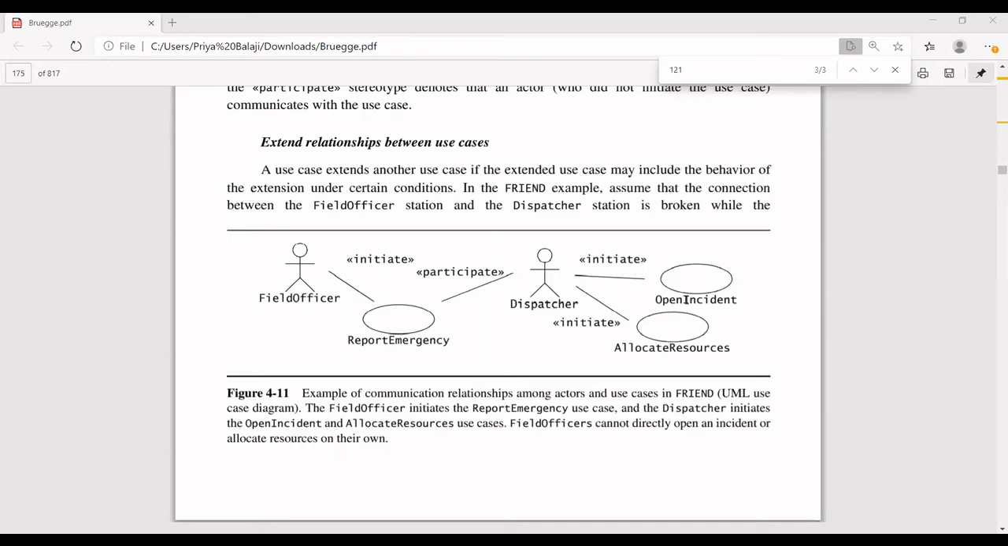Whichever actor uses that use case is the initiator. Whichever actor participates in it, who can view that particular operation or use that operation, comes as your participant actor. So once your use cases are defined, you have to find out who is going to initiate a particular use case and who is going to participate in it.